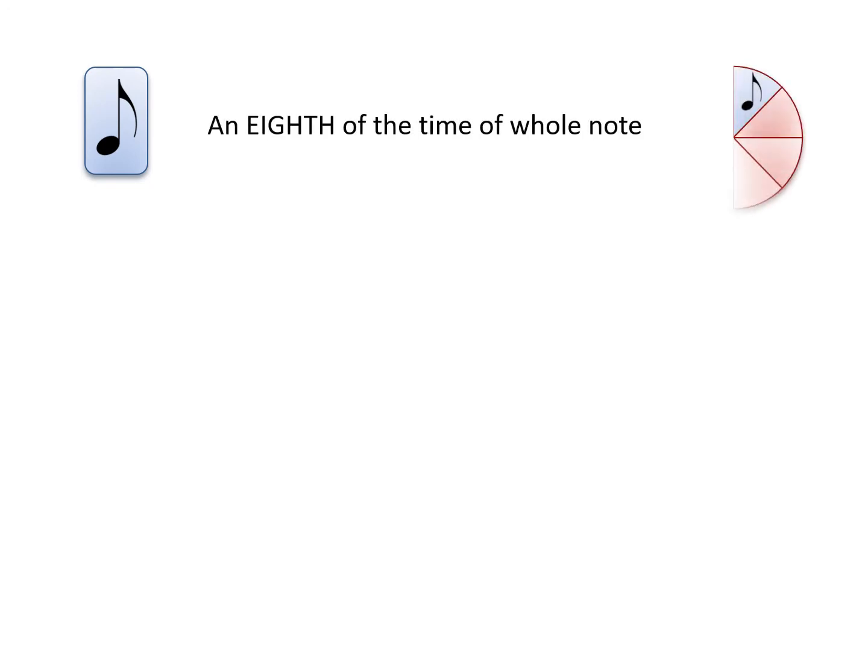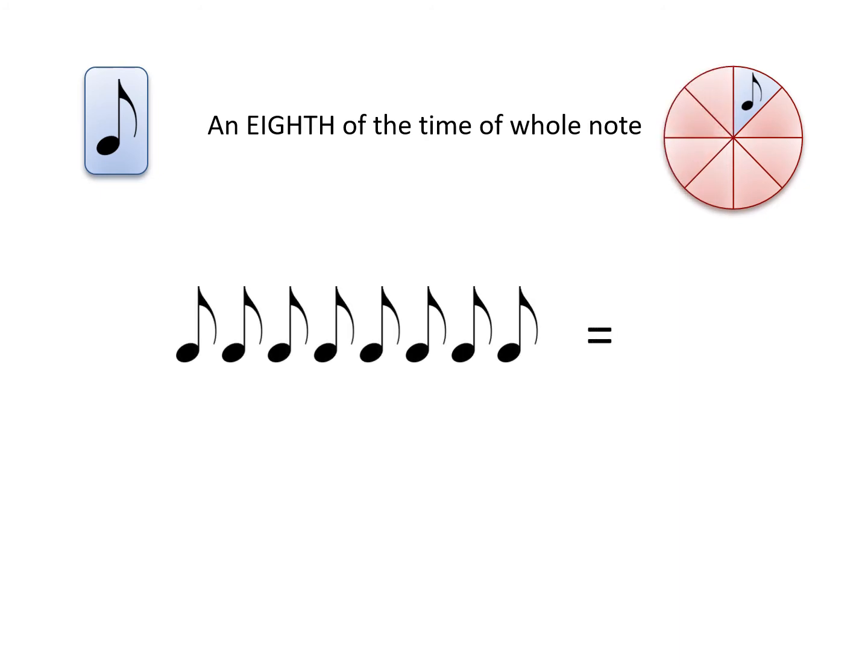An eighth note is even shorter than the quarter note, getting only 1/8 of the time of a whole note. And so it will take 8 eighth notes to make a whole note. So here's a question. What note value will 2 eighth notes equal? If your answer was a quarter, it's correct.